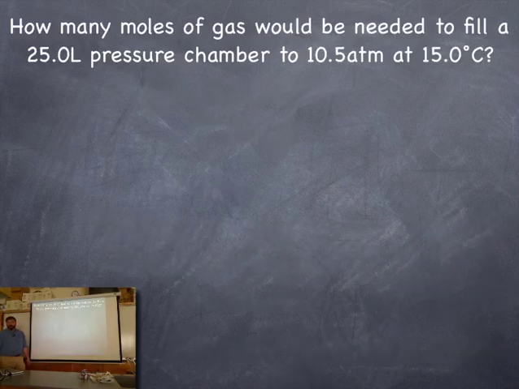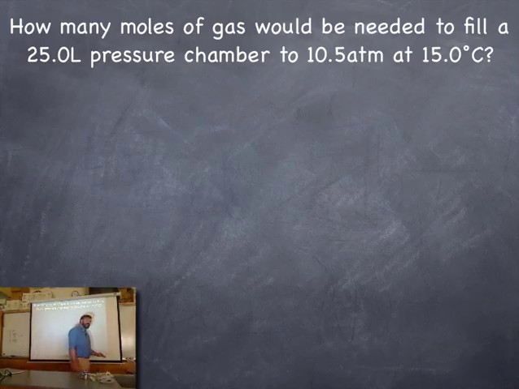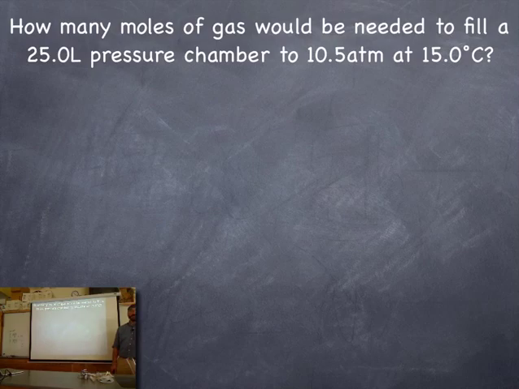All right, so your turn. How many moles of gas do we need to fill our pressure chamber? 25 liters, 10.5 atmospheres, 15 degrees Celsius. How many pieces of information did I give you? 3. I gave you 3 of the 4. I'm asking you to find the n value. And this all works because we know R is always the same number. R is not a variable. R is a constant, the universal gas constant. So the equation you're using is PV equals nRT.